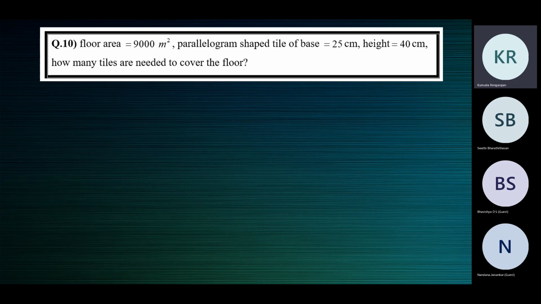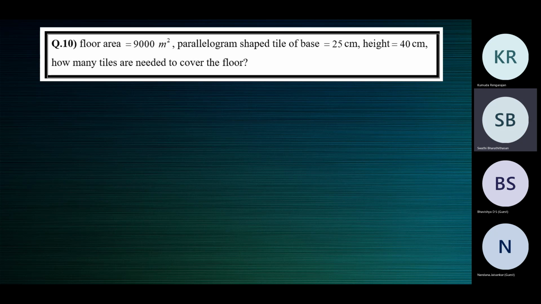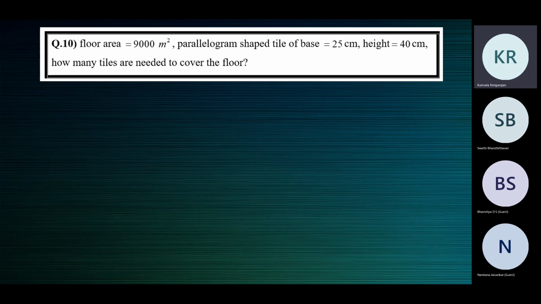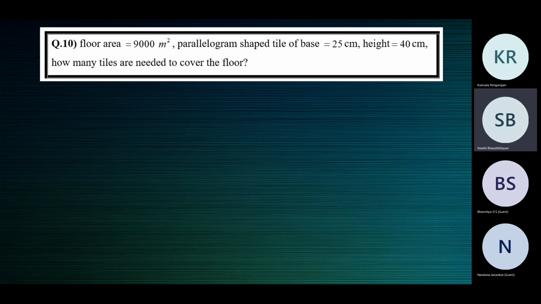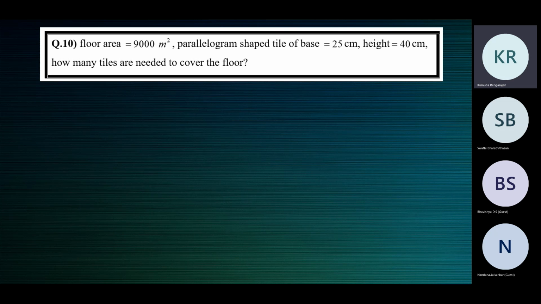So what are we doing, children? How do you find the number of tiles needed to cover the floor? Ma'am, the floor area 9,000 divided by the area of the parallelogram. Very good. The floor area divided by the area of one tile. Each tile is a parallelogram. How do you find the area of a parallelogram? Base into height, ma'am. Base into height, correct.